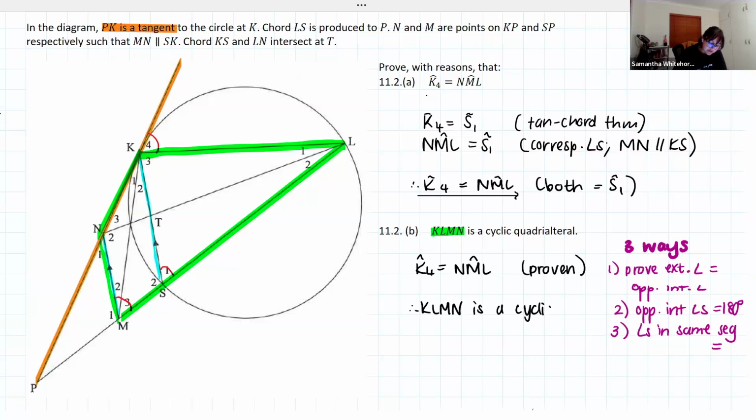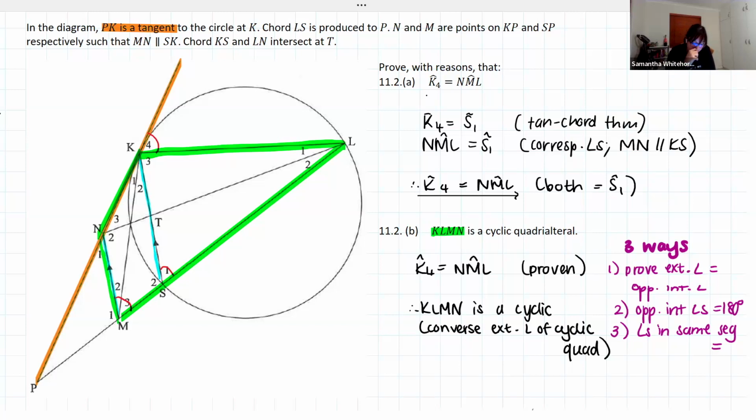And you can phrase your reason slightly differently. It just depends what you've learned. I use converse exterior angle of cyclic quad. So whenever I'm proving a cyclic quad, my reasons will involve converse, or you can say exterior angle of cyclic quad equals opposite interior angle. That's absolutely fine as well. As long as you're getting across the fact that because the exterior angle is equal to the opposite interior angle, you have a cyclic quad, you're fine.